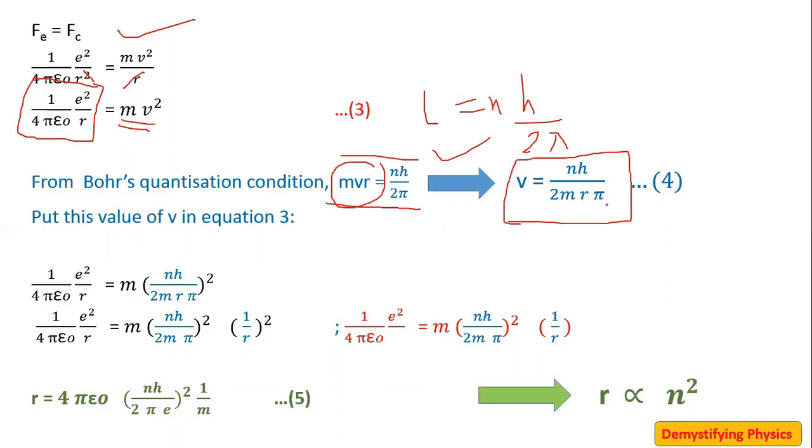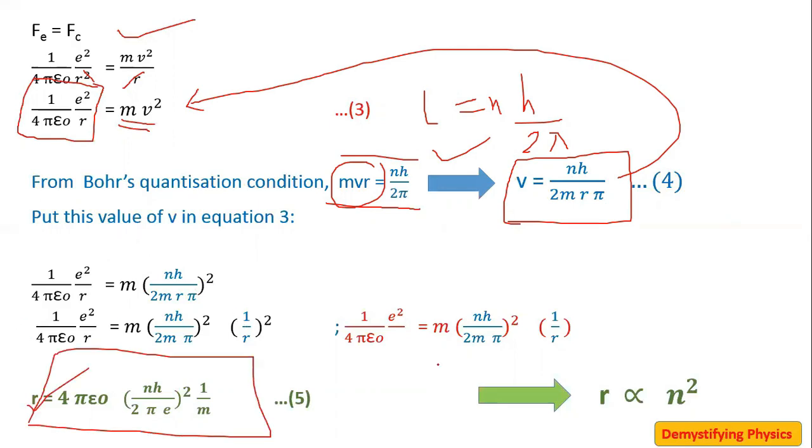Now what we do, we put the value of v in equation 3. Put this value in this equation and you get the value of r. Solve it and you will get r. From here you can see that everything is constant except n. 4 pi epsilon naught is constant, 2 pi, e, mass of electron, Planck's constant, all are constant. So r depends upon n, and it is proportional to n square.